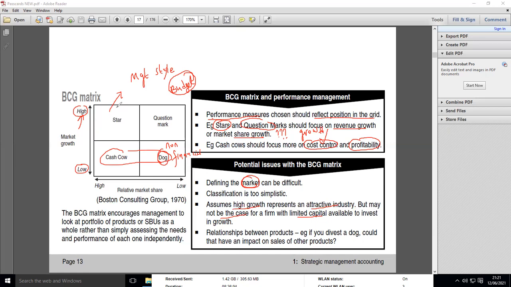And these products may also be related. For instance, if you try to kill a dog, you may find that your cash cow is affected, because some of the people who are coming here are the ones also who are here, and they like the fact that this product was still being sold. So if you close, maybe some of these people move, or some of those will move out too. Okay.